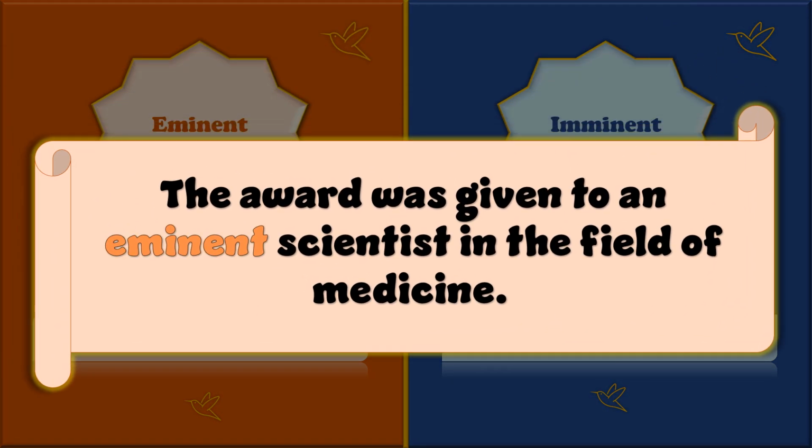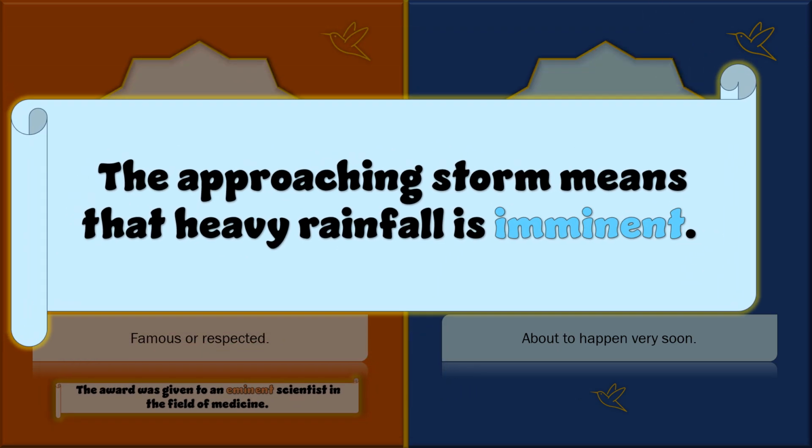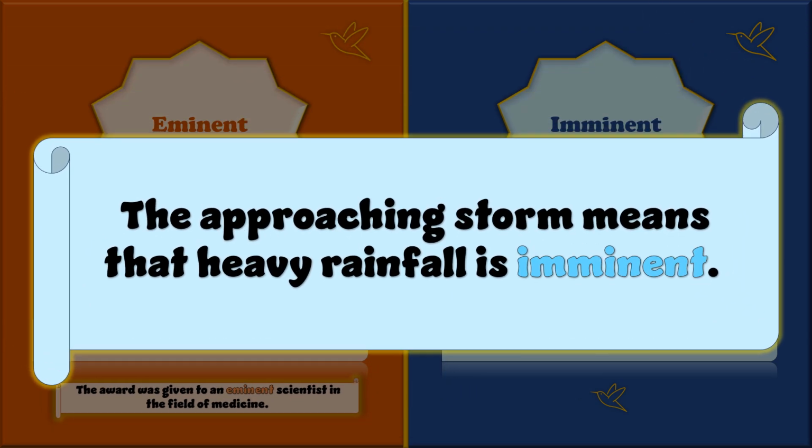Read each example sentence carefully, paying attention to the context. Notice how spelling and pronunciation match the intended meaning in each sentence. The award was given to an eminent scientist in the field of medicine. The approaching storm means that heavy rainfall is imminent.